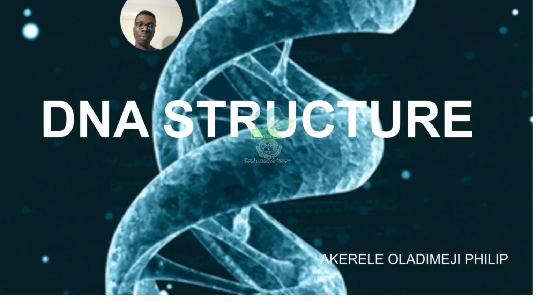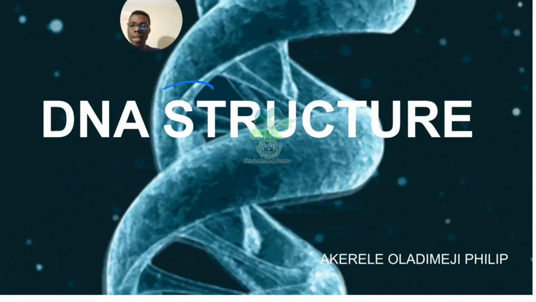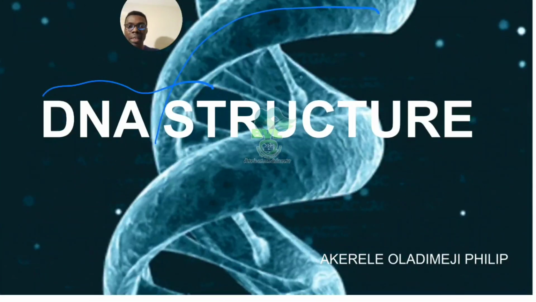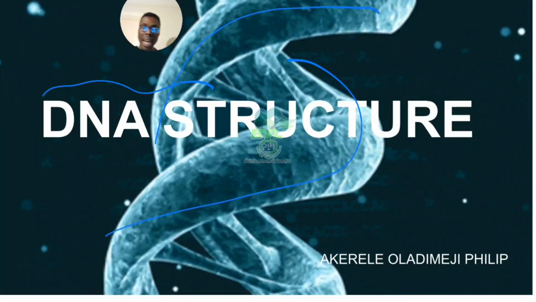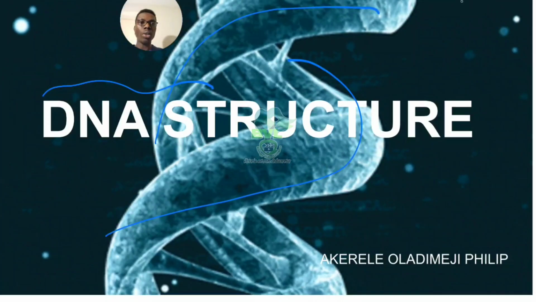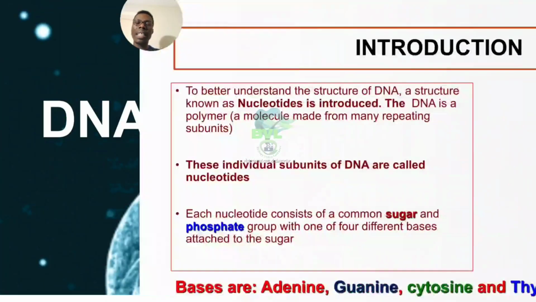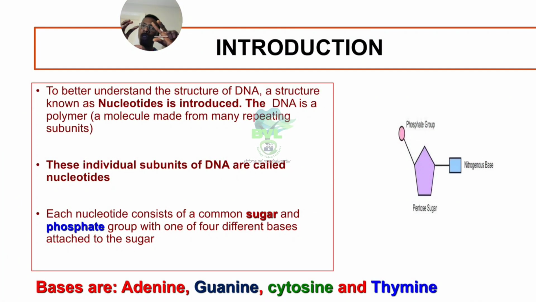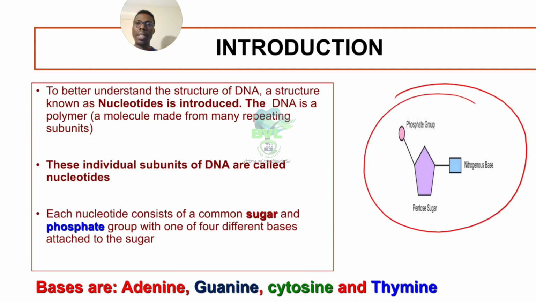You've seen the double helix, like that and like that. All right. But what you really need to know also is the fact that this double helix is made up of structures, and that structure is called nucleotides. So it's a polymer that contains nucleotides.